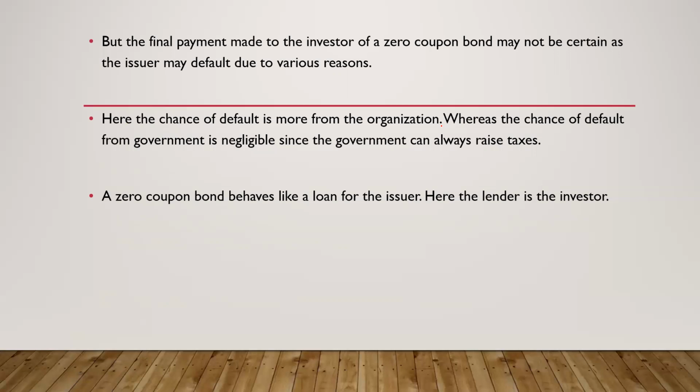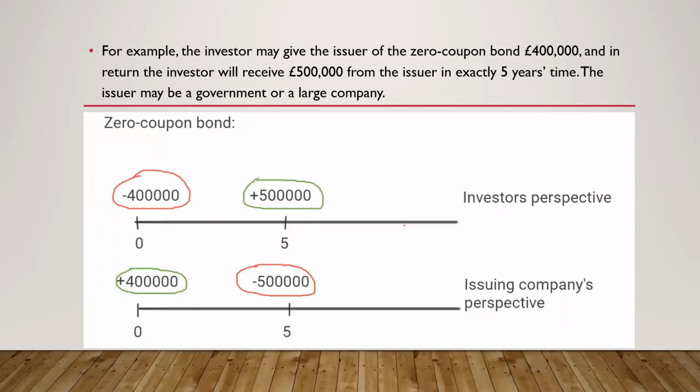A zero coupon bond behaves like a loan for the issuer. Here the lender is the investor. So the zero coupon bond is like a debt instrument, money borrowed by the issuer from the investor. The investor is behaving like a lender here. For example, the investor may give the issuer of the zero coupon bond 4 lakh GBP, and in return, the investor will receive 5 lakh GBP from the issuer in exactly 5 years' time. The issuer may be a government or a large company.